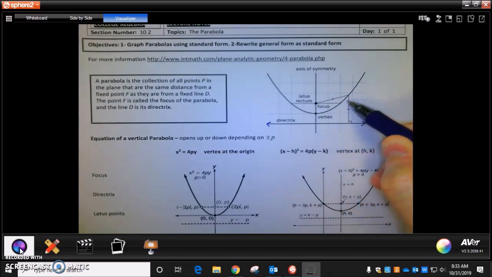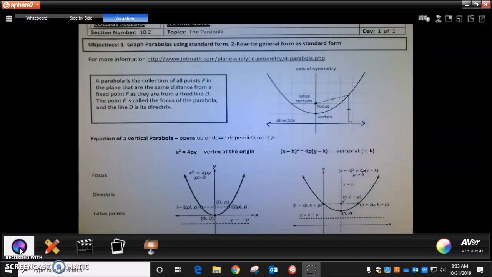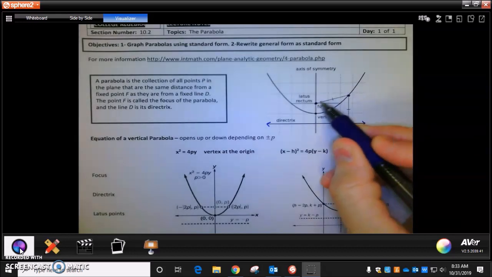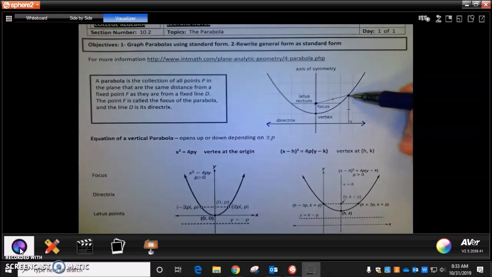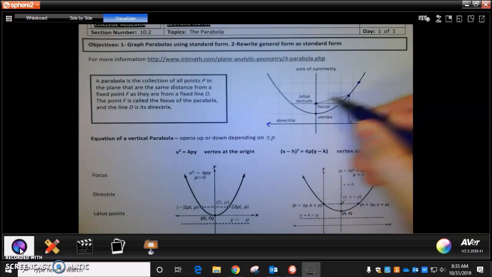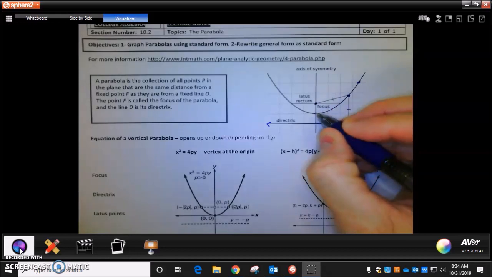And then this parabola is made up of all the points, so these are all just a whole bunch of points that are the exact same distance from these two objects. So like this point right here is the same distance from the focus as it is from the directrix. Okay, this point way out here is the same distance from the focus as it would be from the directrix. An obvious point to notice is this point right here.